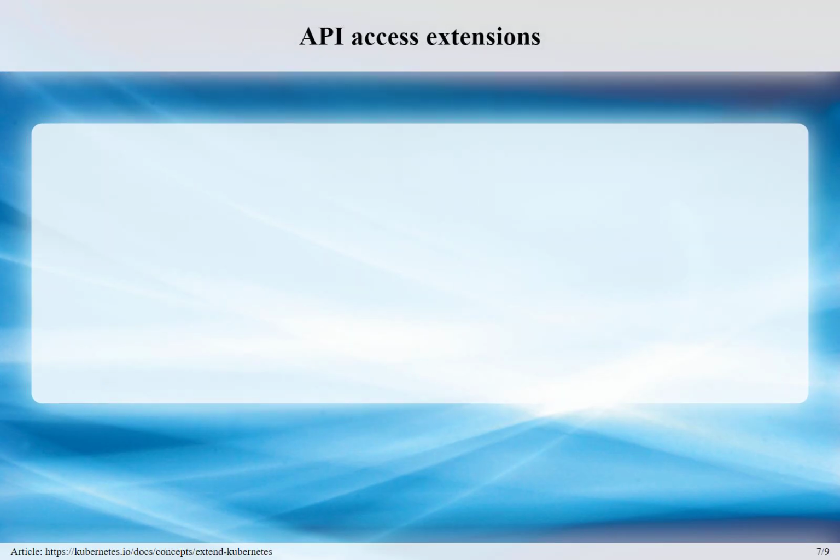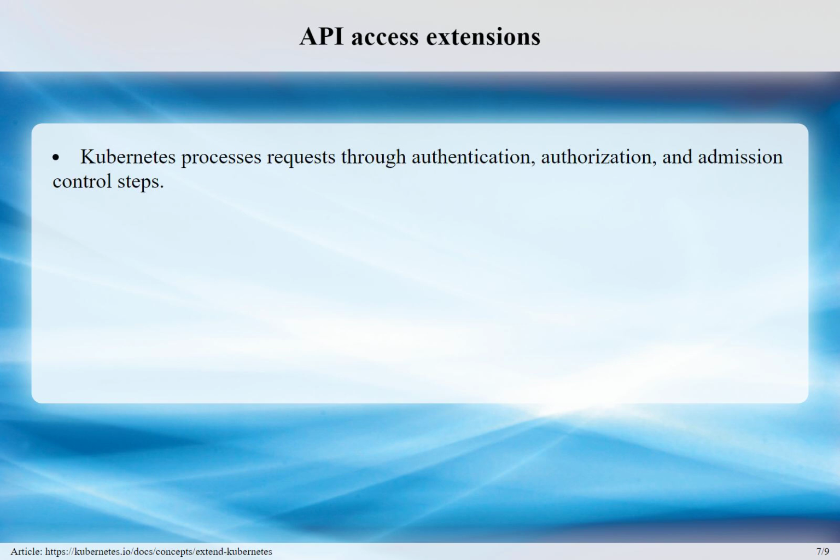API access extensions. When a request reaches a Kubernetes API server, it is authenticated, authorized, and subjected to admission control. Unauthenticated requests are treated specially. Authentication maps request headers to usernames, leveraging built-in methods, authenticating proxies, or authentication webhooks.